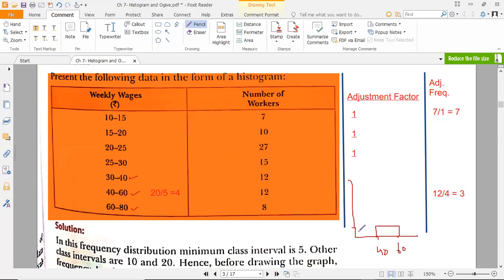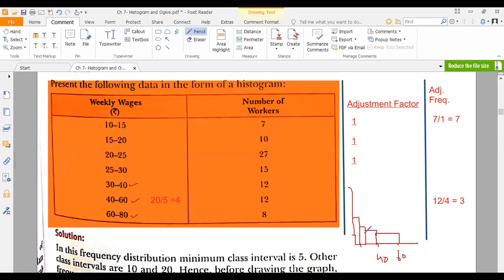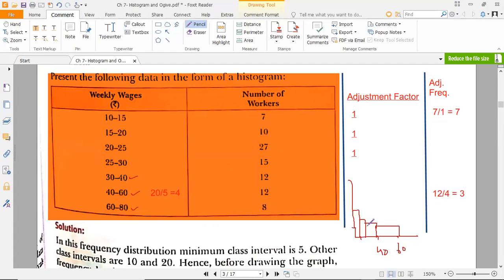Earlier, you were having 0 to 5 like this. So over there, you were having bars like this. Now you can see this is how your histogram is going to look like, because the class intervals in this question are unequal.